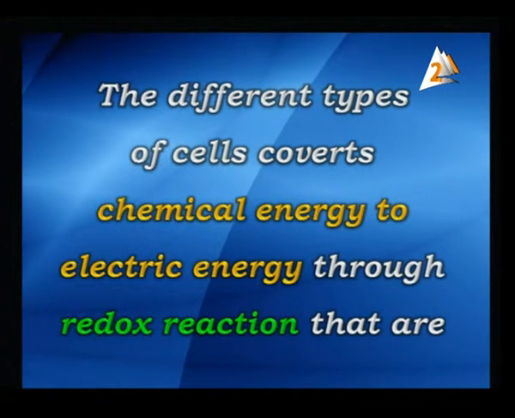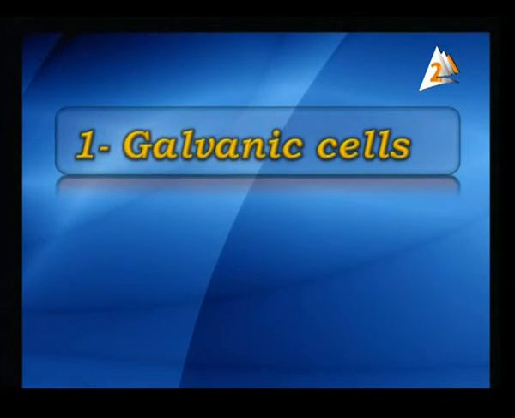This goes back to the different types of cells, converting chemical energy to electrical energy. After oxidation and reduction, we have the cells, which tell me that this is happening through a redox reaction. These are galvanic cells, the type of cell that represents electrochemistry, where chemical energy is changed into electric energy.